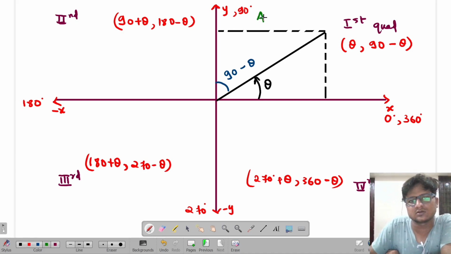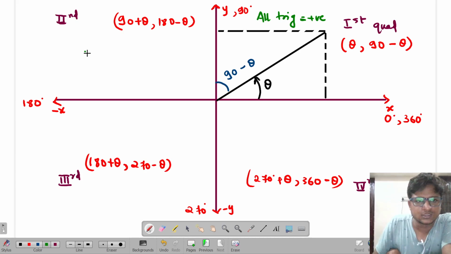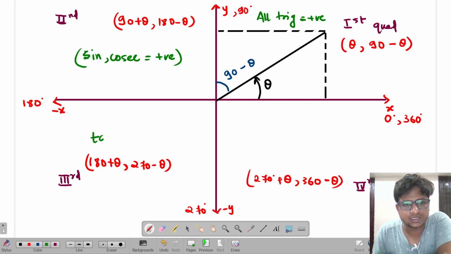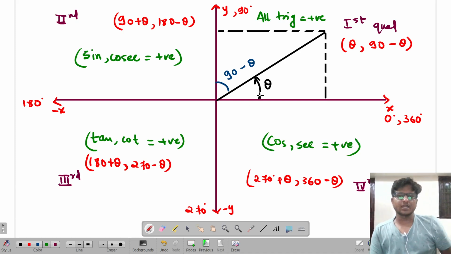All trigonometric ratios are positive in the first quadrant, while sine and cosec are positive in the second quadrant, while tan and cot are positive in the third quadrant, and cos and sec are only positive in which quadrant? Fourth quadrant. Are you able to get me? This is called as division.